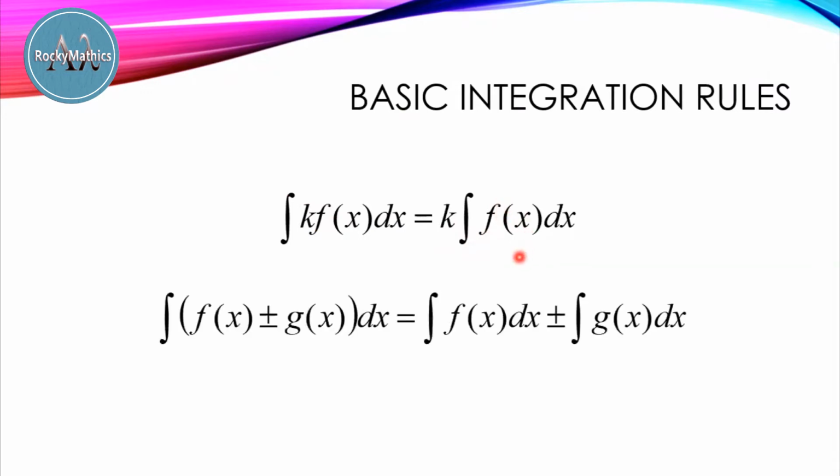Next one is the integral of the sum and difference of two functions. If we are given a sum of two functions f of x and g of x, or a difference of f of x and g of x, we just simply write the integral of each function. If it is a sum, plus the integral of the second function. If it is a difference, then we find the integral of f of x dx minus the integral of g of x dx.